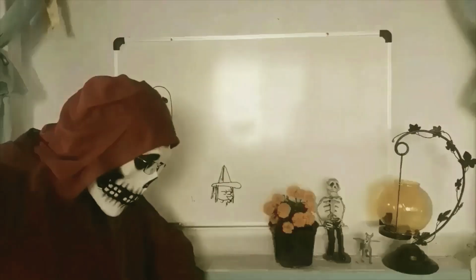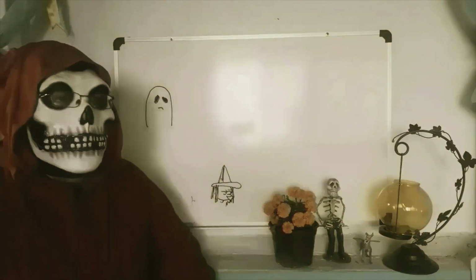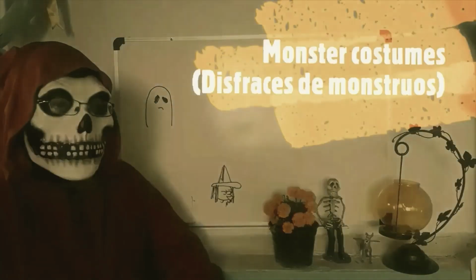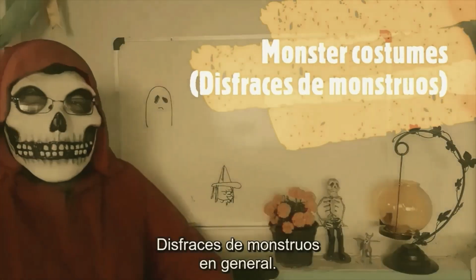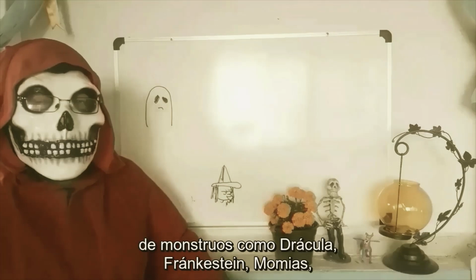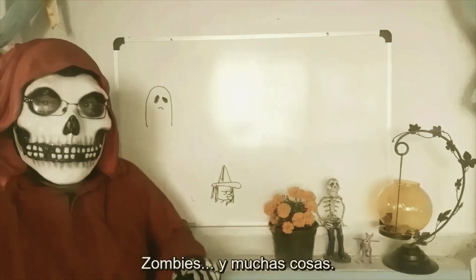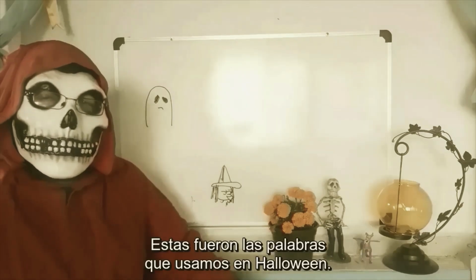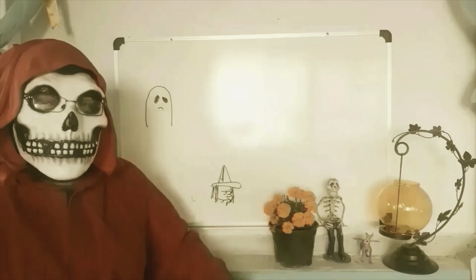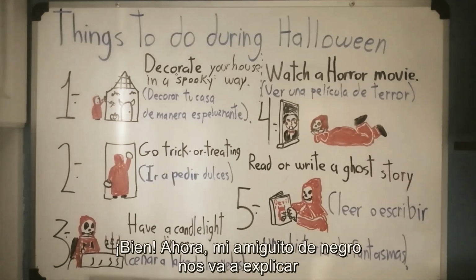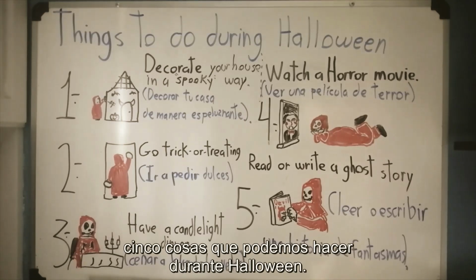Okay? Great. And of course, there are other uses, disguises as monsters in general. Monsters like Dracula, Frankenstein, mummies, zombies, a lot of things. Those are the words that we use during Halloween. Alright? Great! Now, my little minion in black is going to explain to us five things to do during Halloween.